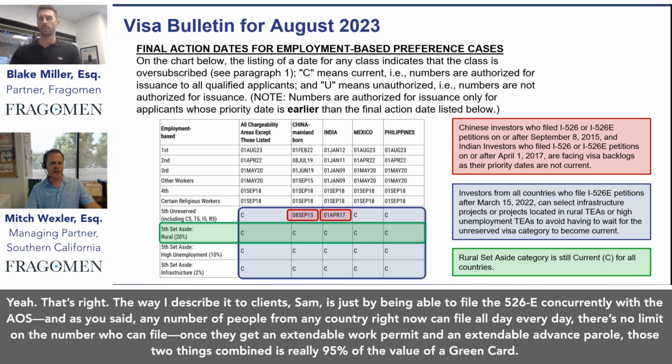Yeah, that's right. The way I describe it to clients, Sam, is just by being able to file the 526E concurrently with the AOS, and as you said, any number of people from any country right now can file all day, every day. There's no limit on the number who can file. Once they get an extendable work permit and an extendable advanced parole, those 2 things combined are really 95% of the value of a green card.